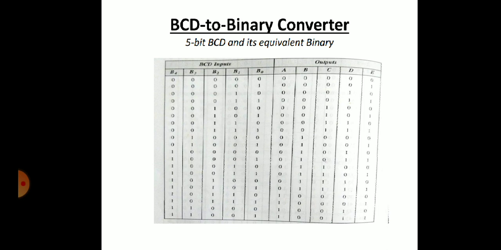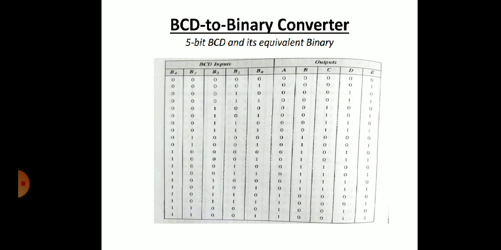After that, you will do the K-map when B4 equals 1. So when B4 equals 1, you will keep the values of B3, B2, B1 and B0 and do the K-map. Similarly, for B, C, D, E, the same process is applicable. First consider B4 equals 0, take the variables B3, B2, B1, B0, and then B4 equals 1, take the variables B3, B2, B1, B0.